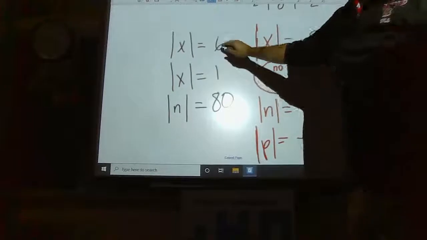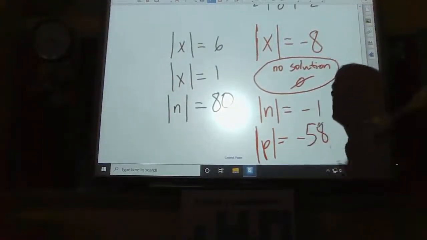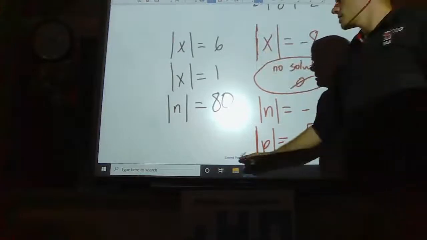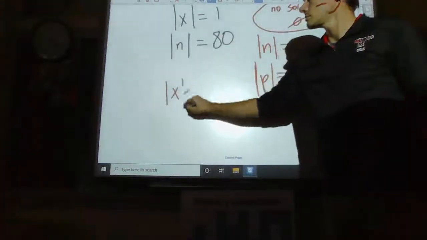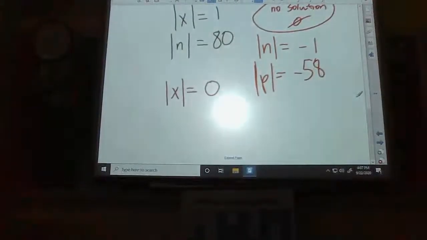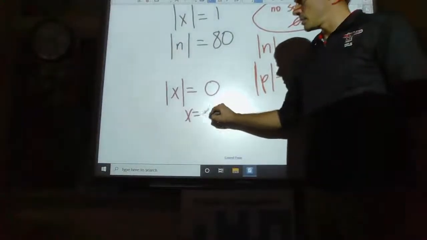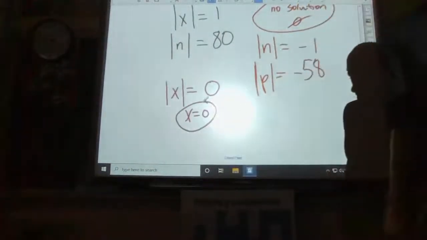Most of the time you have 2 answers. Every once in a while you can get 1 answer. And the only exception, the only time you can get 1 answer is if you have this. Right? How far is the number 0 away from 0? That's kind of a weird question, right? It is the number 0. So that is the only time where you will have 1 answer. There is no such thing as +0 and -0. So that's only going to have 1 answer.